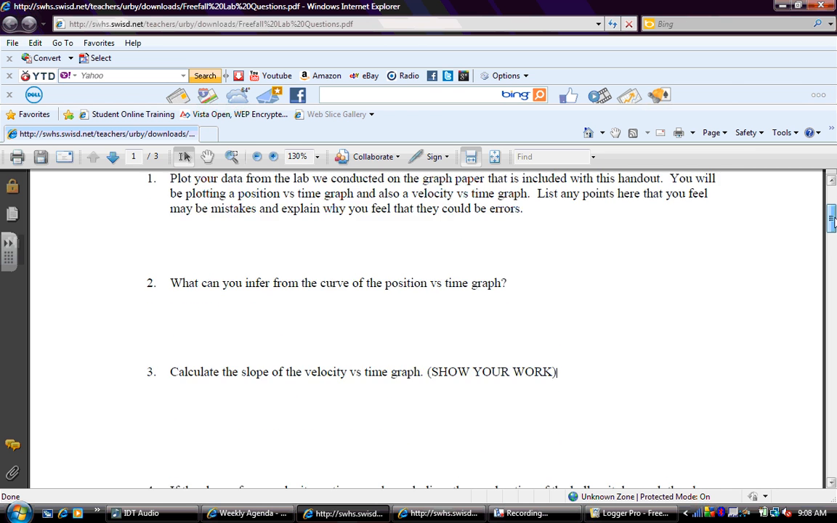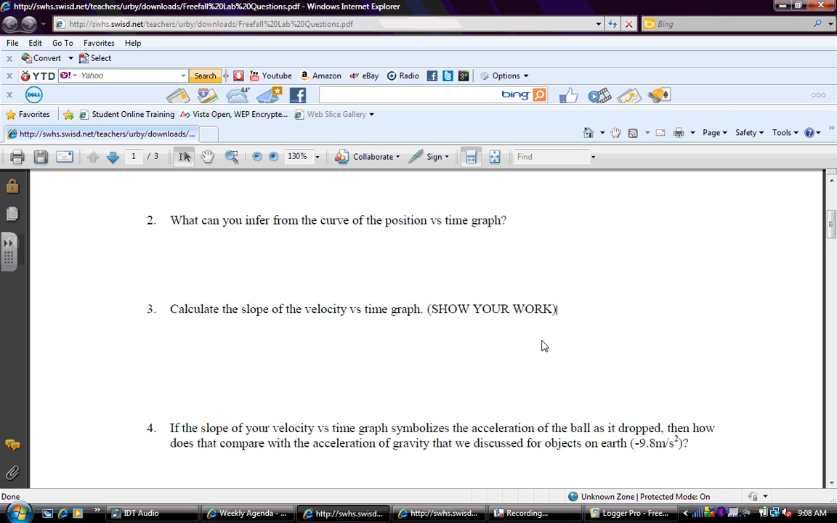For number 3, you're going to be calculating the slope of the velocity versus time graph. So this is going to be the second graph you make. Make sure you show your work. So you're going to want to show the point slope formula. We've used it in many labs up to this point, so you should know it. It's just y2 minus y1 over x2 minus x1. And you'll show your work here for that.